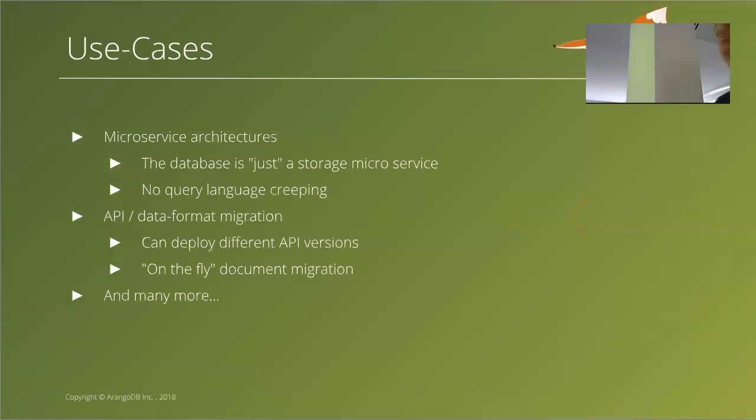So you can deploy different API versions if you have the old versions running, and you can do on-the-fly document migration behind the service. So whenever you read an old document, which you get from schema-free stores, because you don't define a new schema, you can just read it, update it in memory, store it back to the database, and send it out to the user at the same point of time. So this is one place where you can do the on-the-fly document migration. And of course, many more.